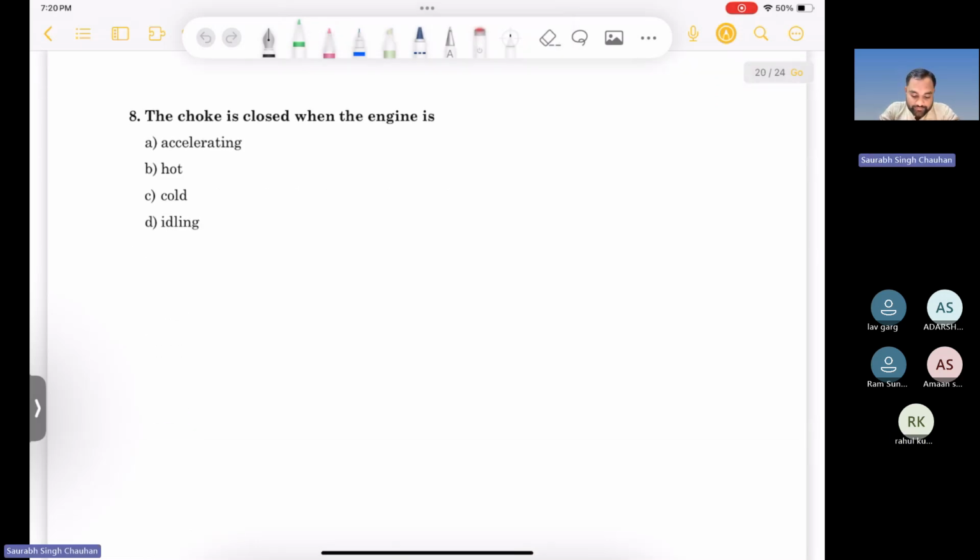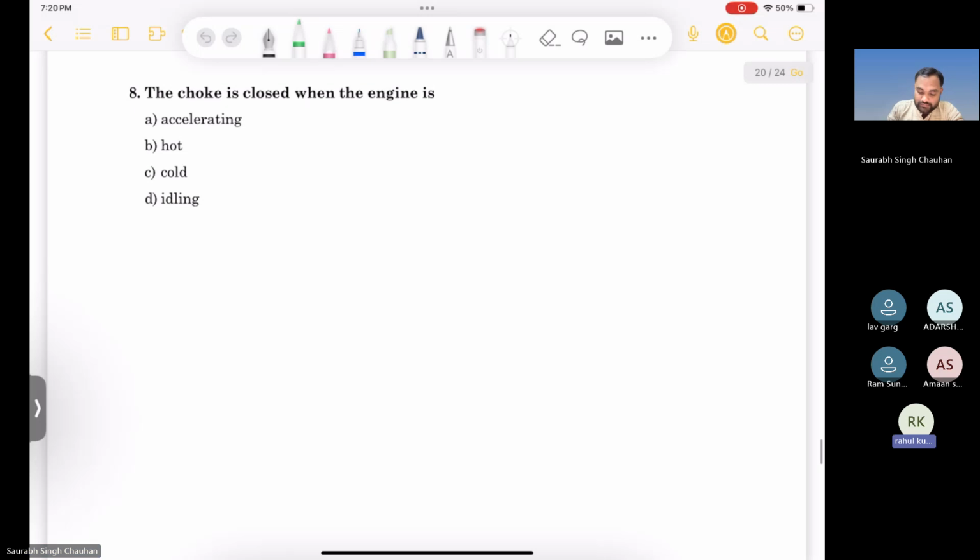Question number 8. Choke is closed when the engine is cold. So you have the idea how this carburetor works, or should I explain it? Yes, choke is closed when the engine is cold.